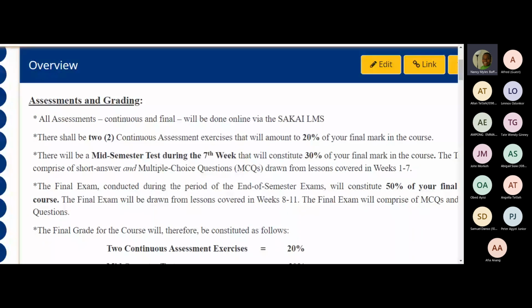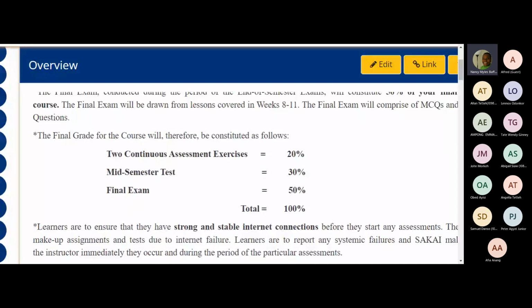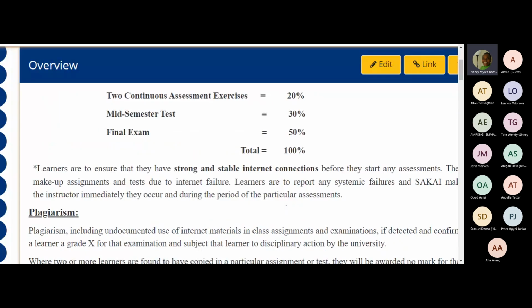Each of them is worth 10 marks, but the midterm and the final exam will be multiple choice and short answer questions. So this is how your grading will look, if you're looking on the screen: 20% for the 2 essay type questions, which will be available a week each, and then midterm tests, which will be multiple choice and short answer questions, totaling 30, and then the final exam also.